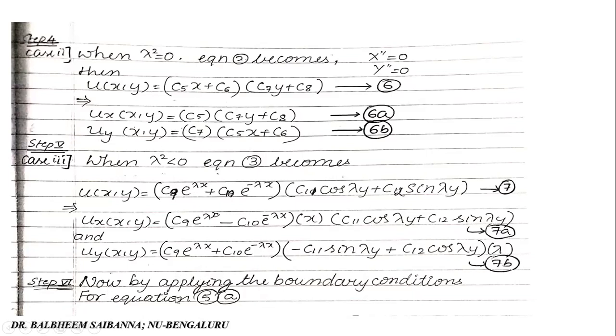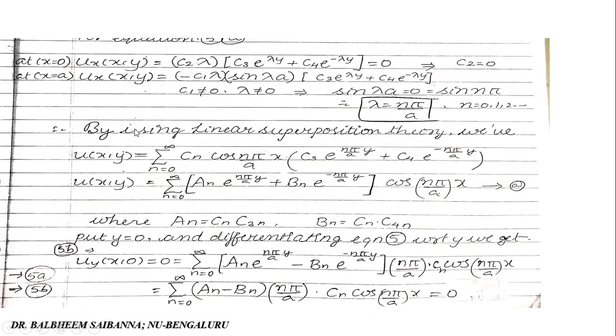Now step 6, applying the boundary conditions for equation 5a. At x is equal to 0, ux of 0 comma y is equal to 0; don't substitute into dou u by dou x, it is ux of 0 comma y. Then we get C1 is 0 and C2 lambda times C3 e to the power of lambda y plus C4 e to the power of minus lambda y is equal to 0. Then at x is equal to a, ux is equal to minus C1 lambda sin lambda a times C3 e to the power of lambda y plus C4 e to the power of minus lambda y.